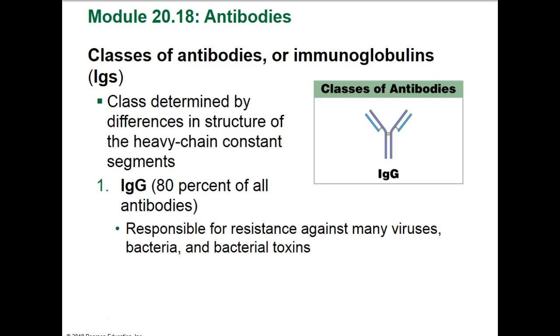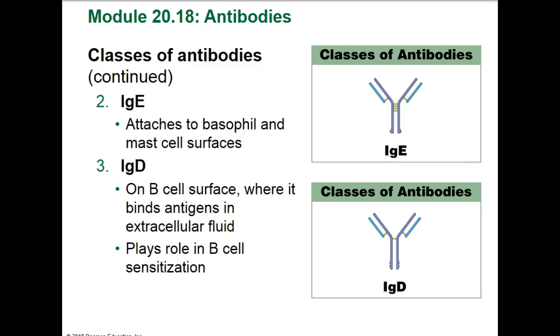Okay, there's different classes of antibodies, also called immunoglobulins. And you may have heard this used in clinical settings. People being given immunoglobulins, it means they're being given antibodies. And it's determined by the heavy chain constant segment at the bottom. IgG, that's the main one, that's 80% of the antibodies. It's responsible for resistance against viruses, bacteria, bacterial toxins. IgE, this one attaches to basophil and mast cell surfaces. This is one that gives us a little trouble if you have allergies, hay fever.